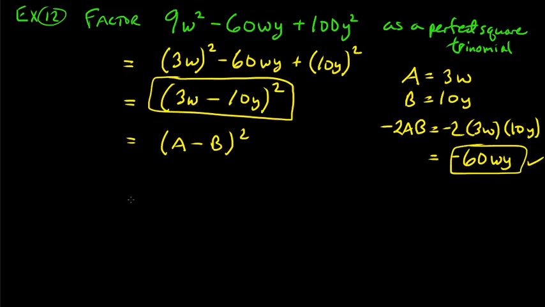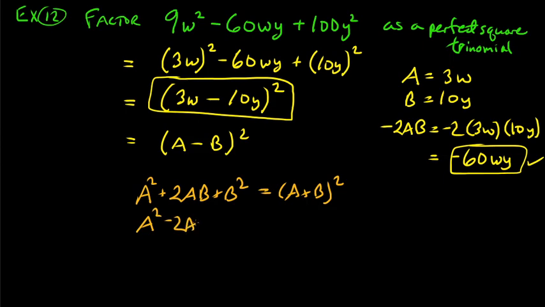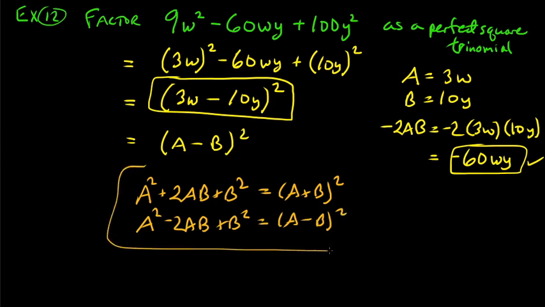And of course, you just have to remember the pattern. a squared plus 2ab plus b squared, which is a plus b squared. And then a squared minus 2ab plus b squared. That's just a minus b squared. So really good if you know those.